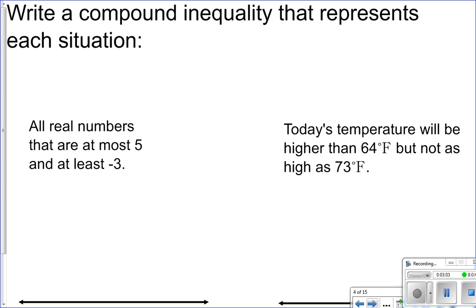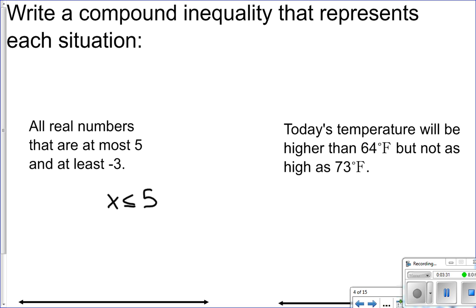So try these two on your own. Write a compound inequality that represents each situation. So all real numbers that are at most 5 and at least -3. So here's x, and it's at most 5. Meaning, can it be 5? Yeah, that's the most it can be. So since it's at most, it's everything smaller than 5, and it's included. So it's x is less than or equal to 5.